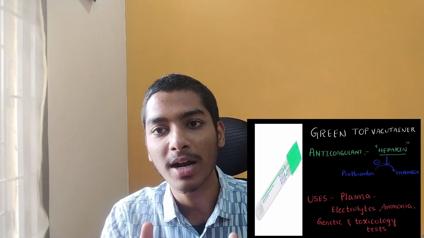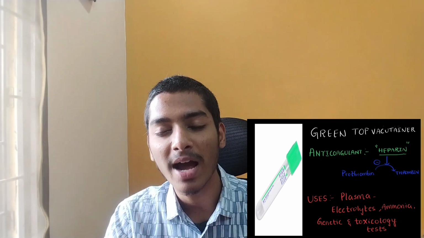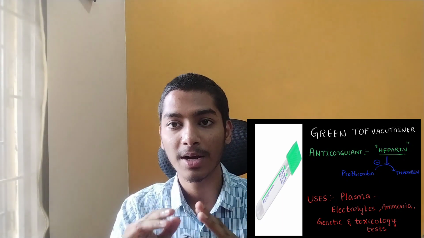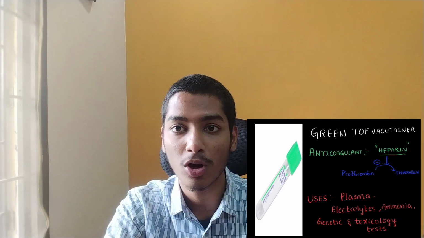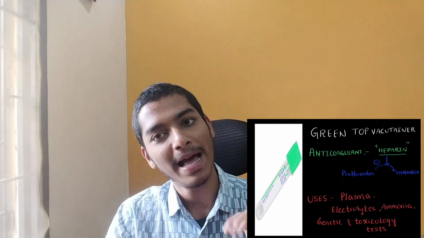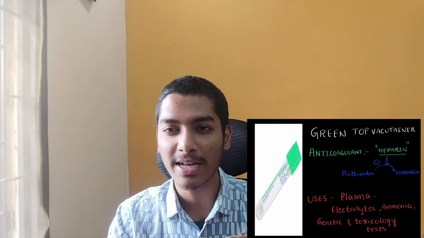Now next we have heparin, that is the green top vacutainer. The green top vacutainer contains heparin as an anticoagulant. It is an ideal anticoagulant. Why is it called an ideal anticoagulant? It prevents the conversion of prothrombin to thrombin, right? But it does not disturb the hematological characters of the blood. So it does not interfere with the blood composition or anything. That conversion is inhibited by the heparin. So here the sample is again plasma, and it is used for electrolytes, ammonia, molecular and genetic tests, as well as toxicology tests, right?